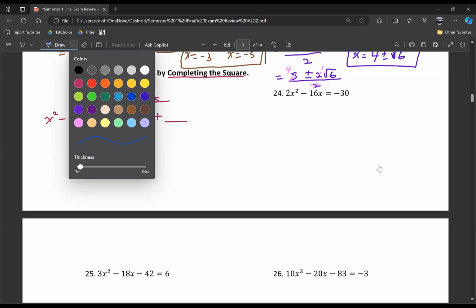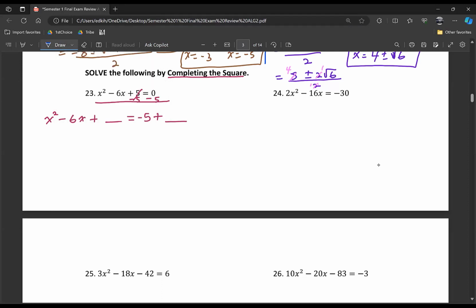Quickly reminding you here that to fill the blanks, this is step 2, you use b over 2 squared. For this question, the b value is 6. 6 divided by 2 is 3. 3 squared is 9. So that's going to be a 9. And if you put the 9 there, you have to put the 9 on the right side, because whatever you do to the left side, you got to do to the right side also. So the right side is easier to simplify because it's just -5 plus 9, and that's just going to be a 4.